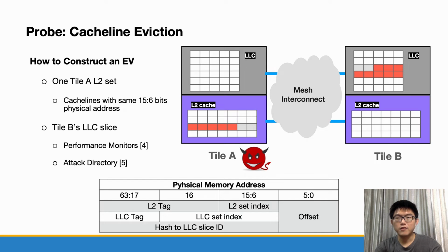Now, how to construct an eviction set. Firstly, to make sure the eviction set locates in one tile A's L2 set, we just need to find Cachelines with the same bits 15 to 6 of the physical address. Secondly, to make sure the eviction set locates in tile B's LLC slice, we could use performance monitors in reference 4 or the methods in reference 5. More details could be found in our paper.